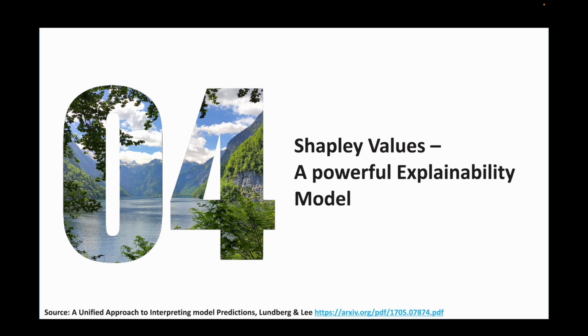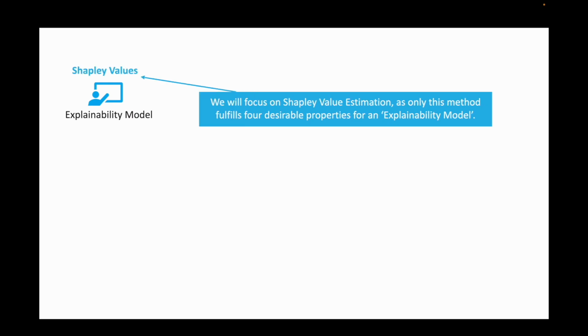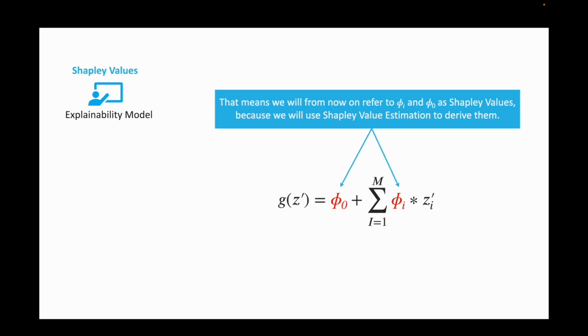Let's dive right in. In literature, there exist quite a few explainability models, such as LIME, DeepLIFT, or Shapley value estimation. We will focus on Shapley value estimation, as only this method fulfills 4 desirable properties for an explainability model. That means we will from now on refer to phi sub i and phi sub 0 as Shapley values, because we will use Shapley value estimation to derive them.